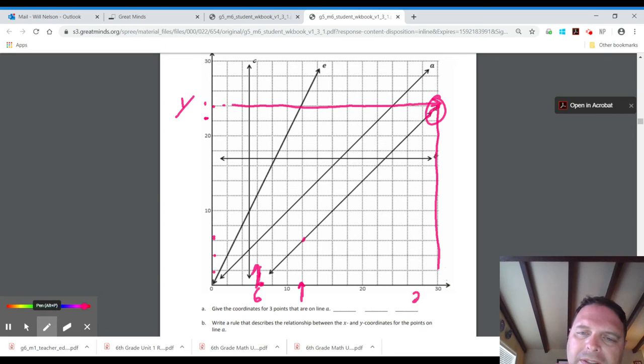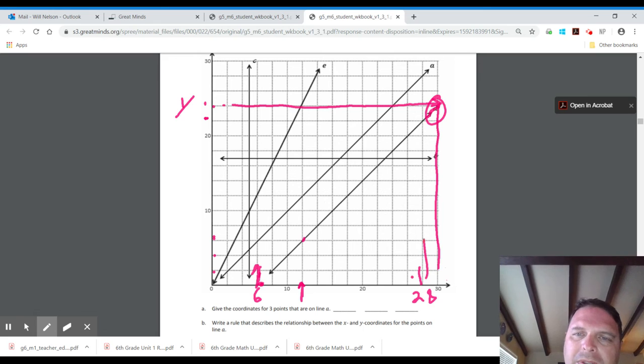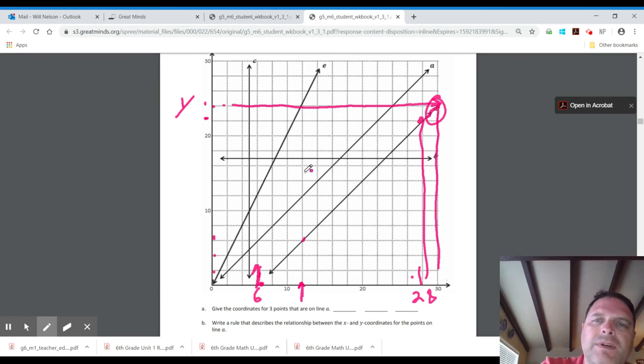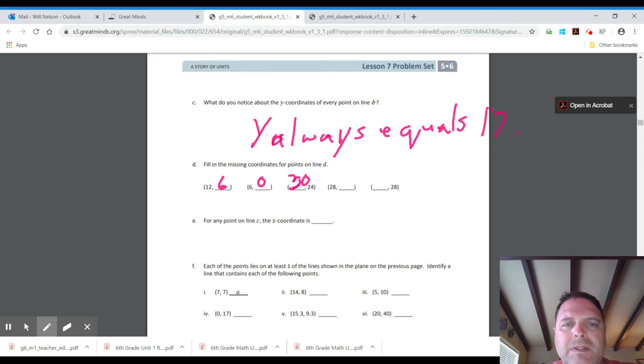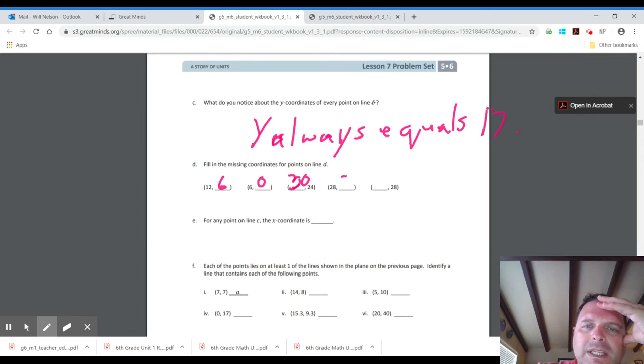So 28 is here. We're going to do this one, and we'll follow it all the way up. And we get here. Then we follow it all the way over here to see what the Y is. The number before is 20 and it goes up by 2. So that's going to be 22. So 28, 22.